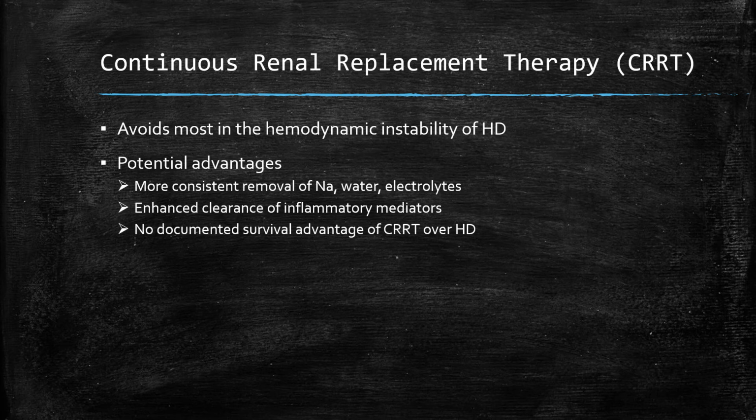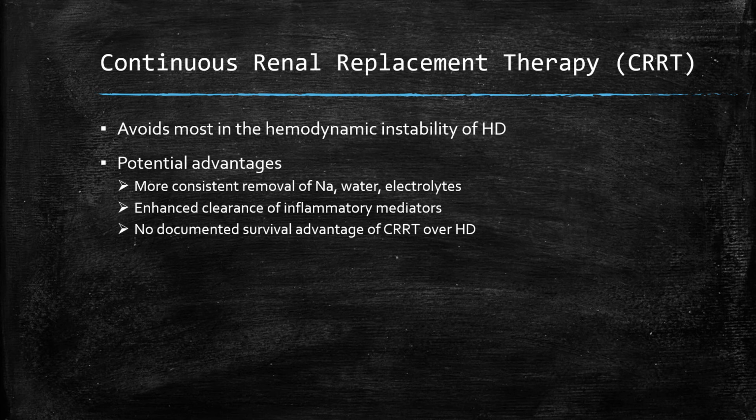One of the main problems of hemodialysis is the hemodynamic instability that occurs in critically ill patients. And so continuous renal replacement therapy was developed to try to minimize the cardiovascular lability that happens during hemodialysis. Some of the potential advantages of this treatment include a slower but more consistent removal of sodium, water, and electrolytes. Basically, it's a smoother ride for the patient.